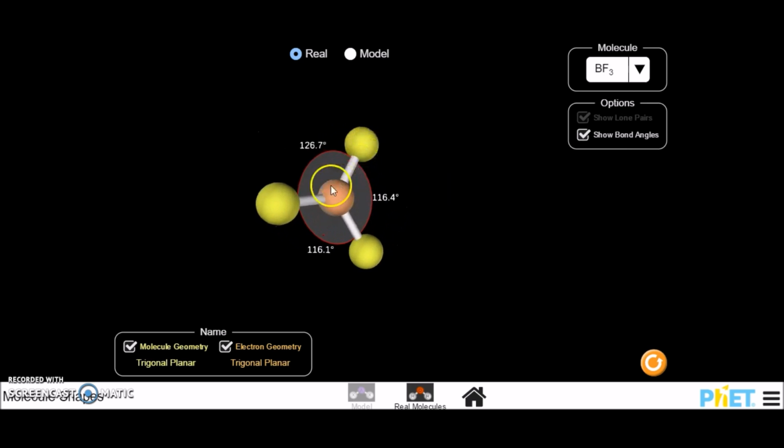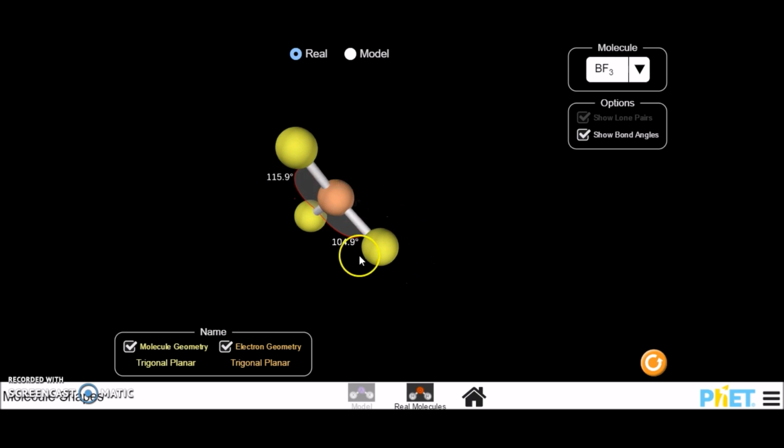Boron trifluoride here. Now this is one of the slightly unusual ones because it has a 120 bond angle around here, no lone pairs. It is going to be trigonal planar in both its molecule geometry and in its electron geometry.